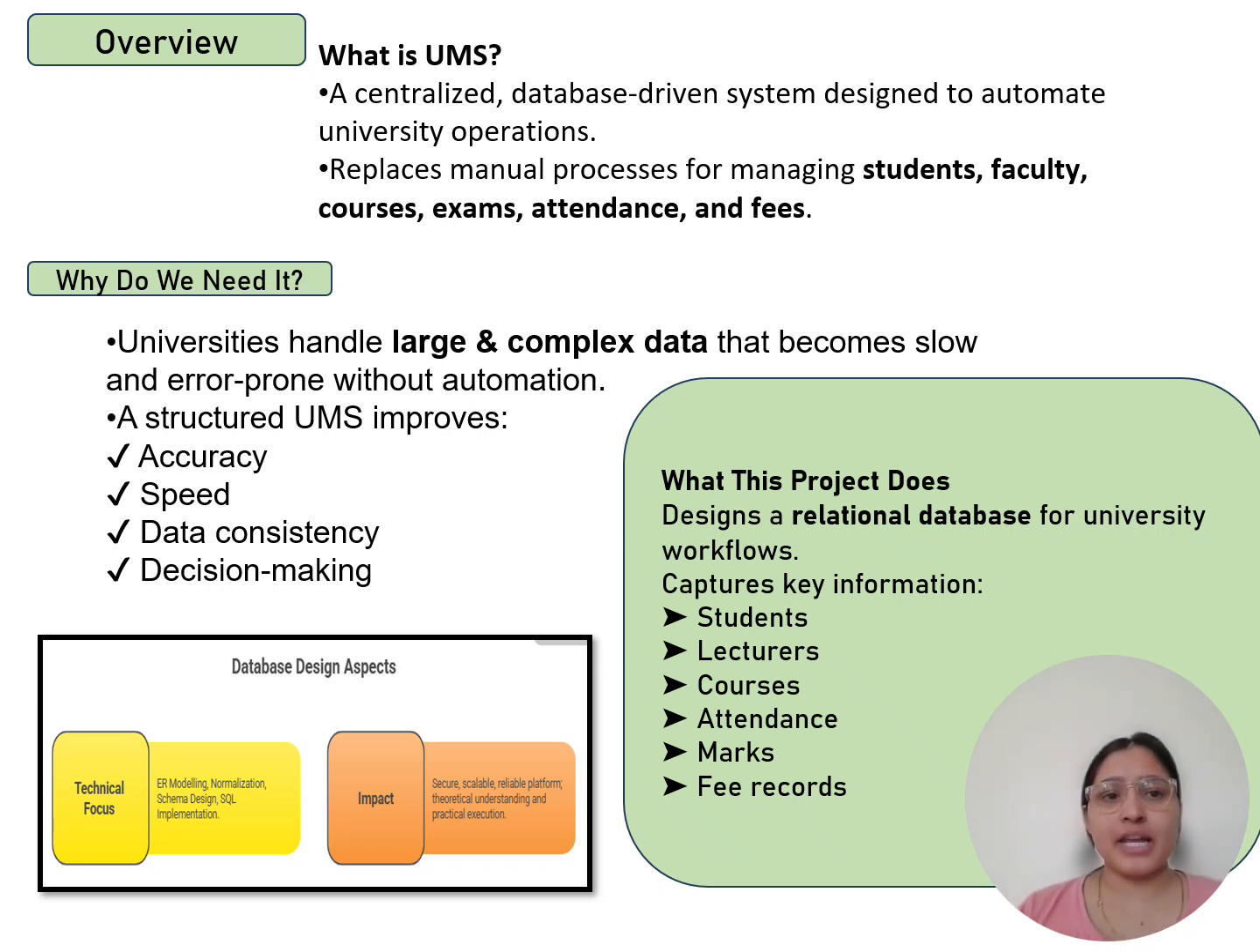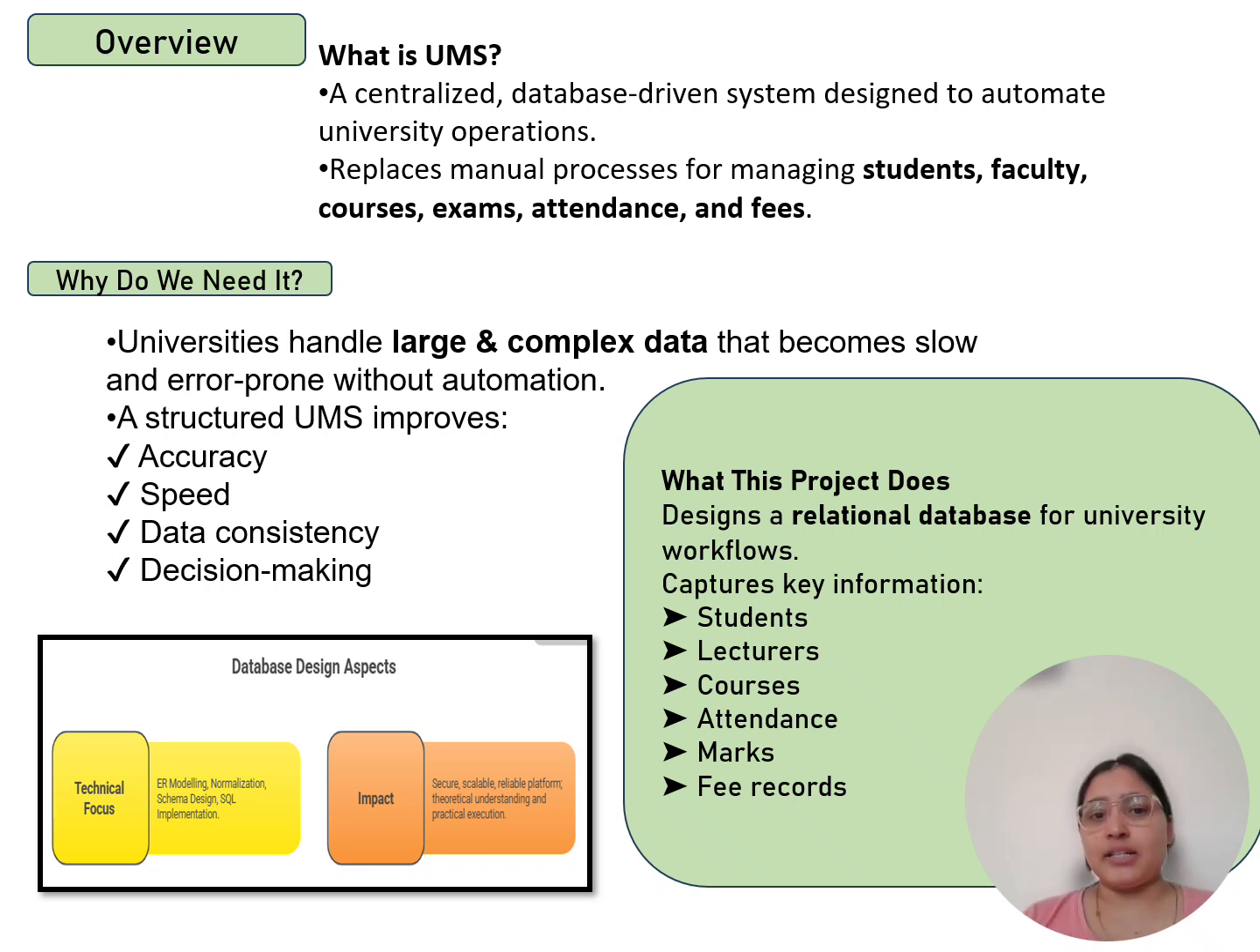Here we have the university management system. The University Management System is a centralized database-driven system designed to automate university operations. It replaces manual processing for managing students, faculty, courses, exams, attendance, and fees. We need a university management system because it handles large and complex data that becomes slow and error-prone without automation. A structured UMS improves accuracy, speed, data consistency, and decision making.